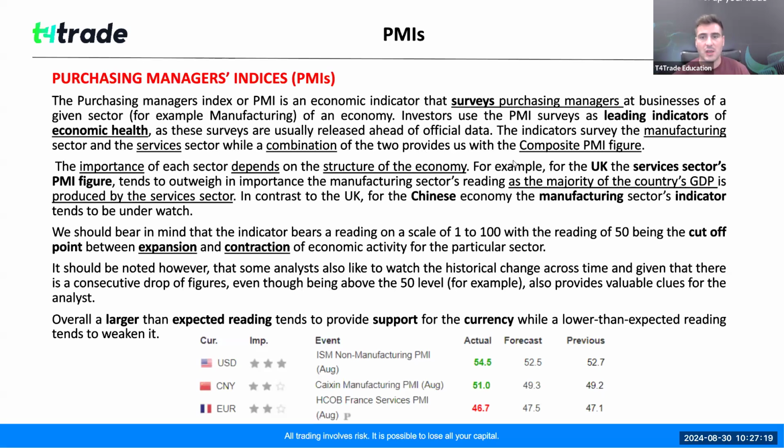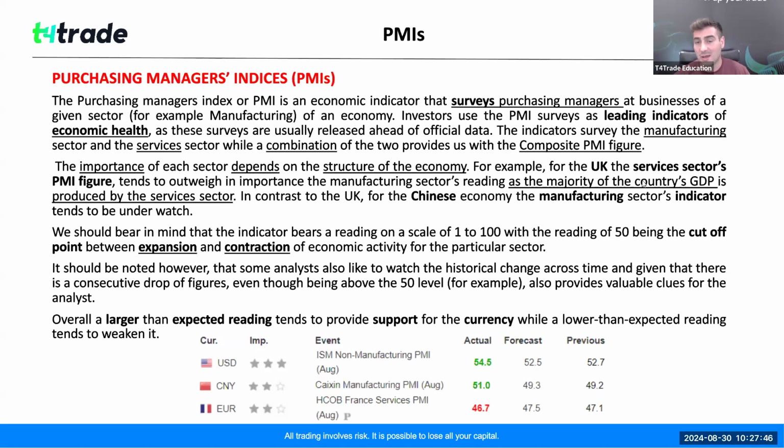So the indicator surveys the manufacturing sector and the services sector as well, and the combination between the services and the manufacturing provides us with what we call a composite PMI figure. So manufacturing and services together, you get the composite PMI figure. Also important, but we tend to place a little bit more importance on manufacturing in some economies, and on the services sector in others. And we will see that on the second paragraph. So the importance of each sector depends on the structure of the economy.